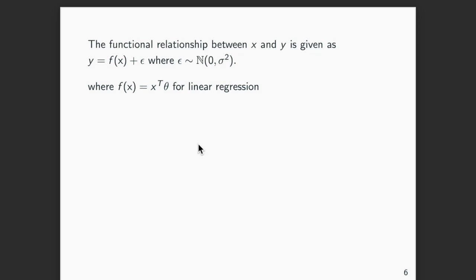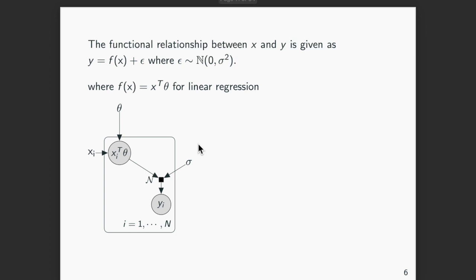Firstly, does everyone agree that f(x) equals x transpose theta for linear regression? That is just theta naught plus theta 1 x1 plus theta 2 x2, and so on and so forth. And this is the graphical model which will help us understand what is going on. You are given x_i, the input for the ith data point. You are given theta. You can compute x_i transpose theta, which is what you had been doing previously in the ML course also. Importantly, you don't end up at x_i transpose theta.